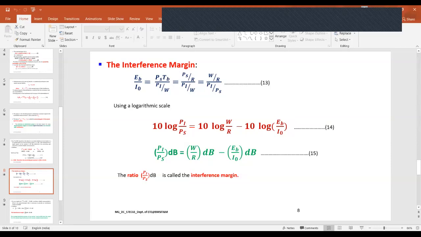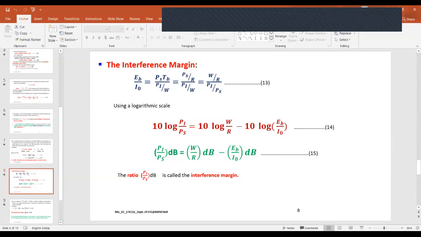Okay, this means Eb/I0 is equal to (W/R) divided by (Pi/Ps). So Pi/Ps is equal to (W/R) divided by Eb/I0. If I take the log, you all know log(A/B) is log A minus log B, so I just use that formula and I'm writing it here. This ratio Pi/Ps is known as the interference margin, the interference power to the signal power.